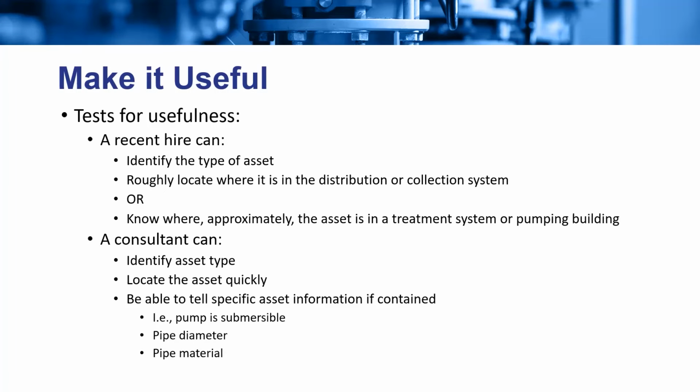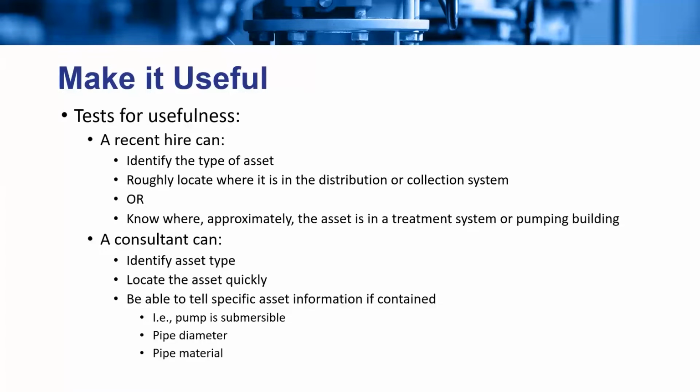Another test could be, if you were to hire a consultant, consultants will often want to have your utility asset IDs, at least for those they're going to be working nearby or designing around. Could that consultant likewise identify the asset type by the name? Could they also locate that asset quickly? And would they be able to tell specific asset information if it were contained in the name?